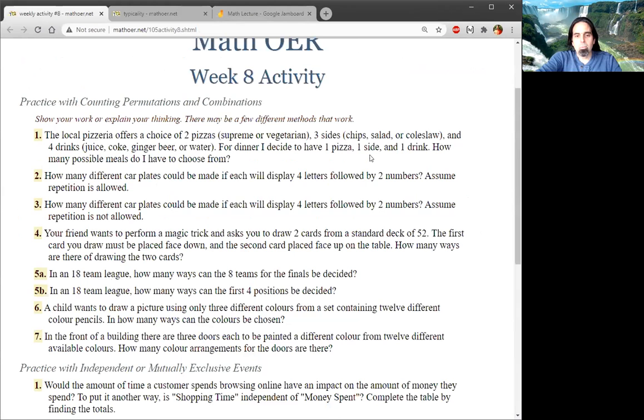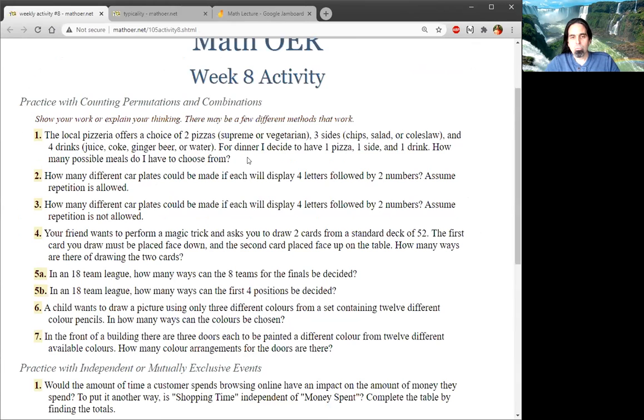Actually, let's look at that right now. Why not? As long as it's here. The local pizzeria offers 2 choices of pizzas, supreme or vegetarian, 3 choices for sides, chips, salad, or coleslaw, and 4 choices of drinks. I have to pick one of each for my meal. How many possible ways can I do this?